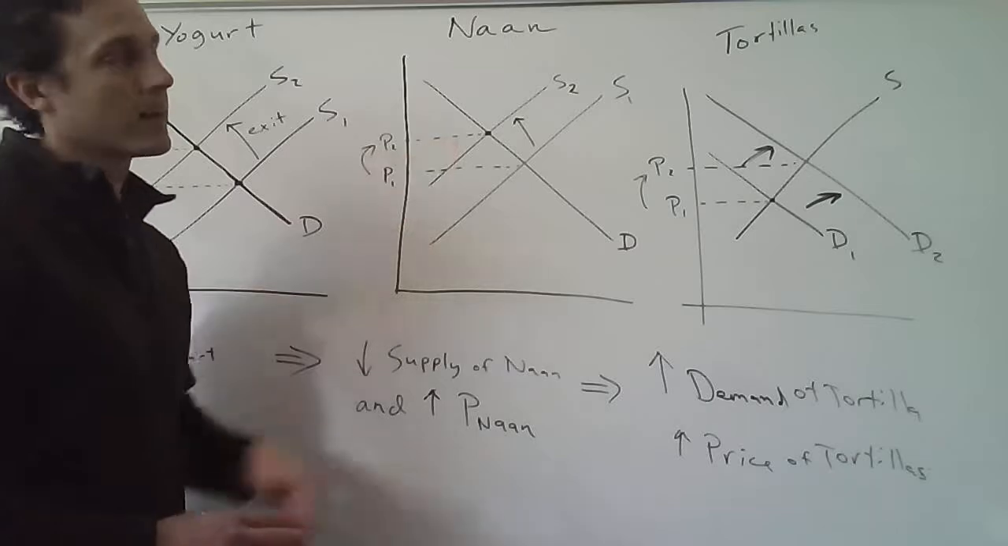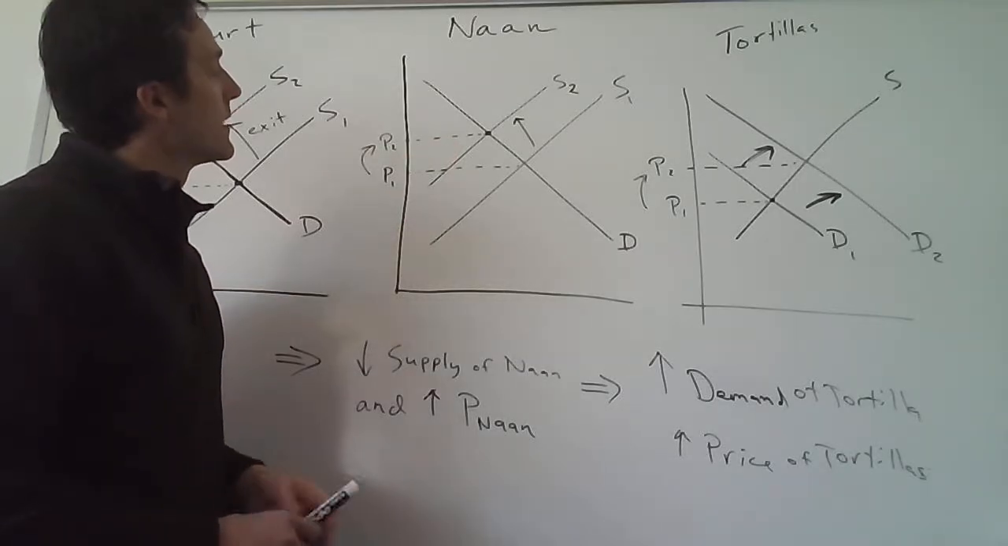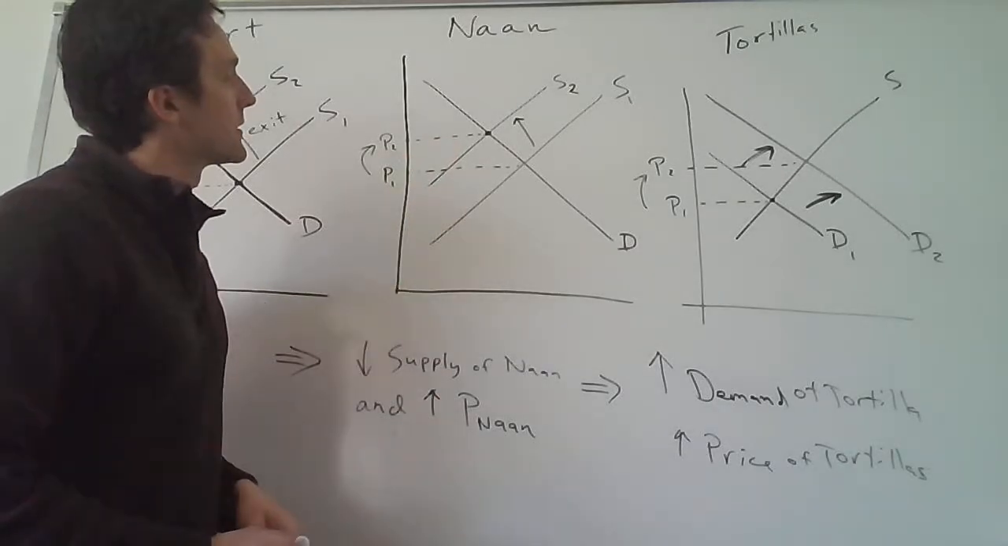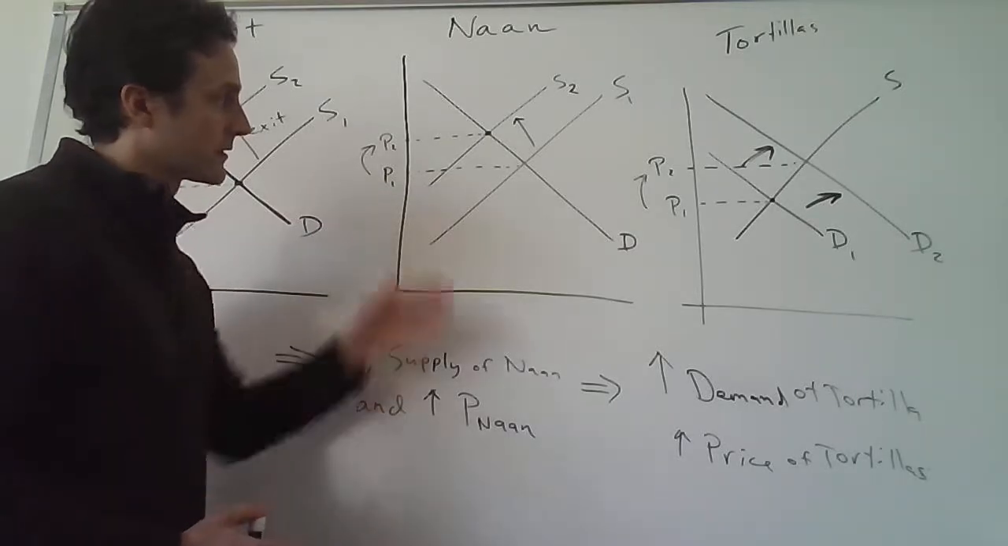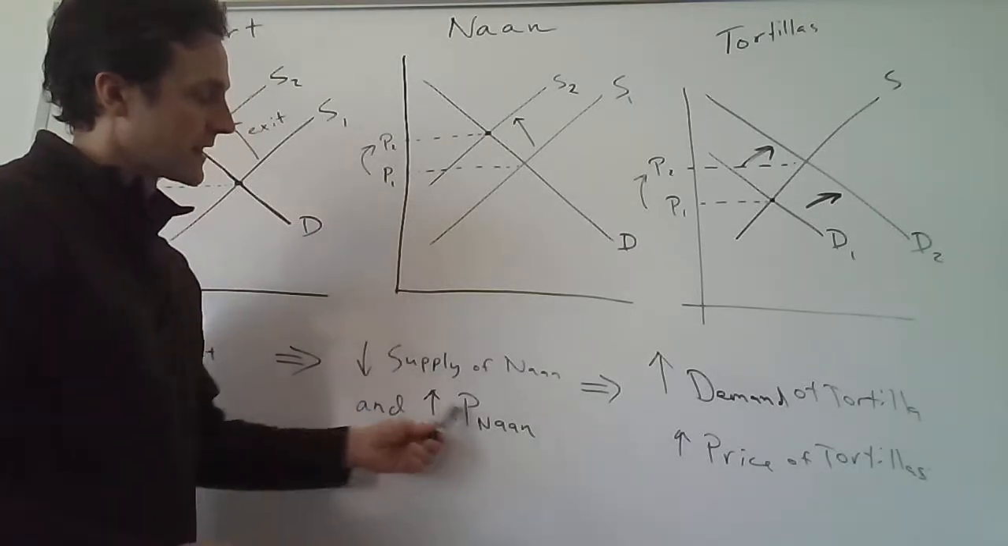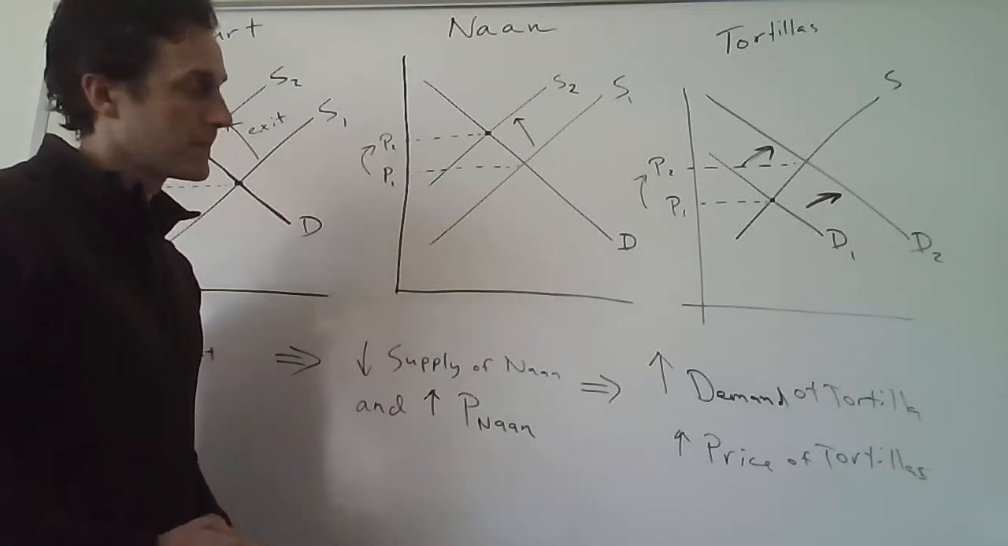So the supply of naan shifts to the left, and we can see that in equilibrium, the price of naan will rise because demand is downward sloping. So there's an increase in the price of naan, right?